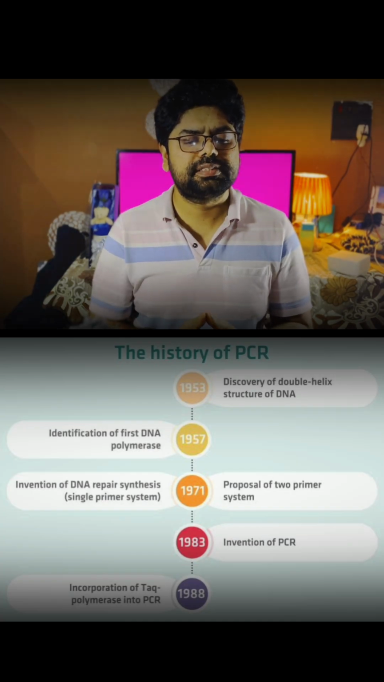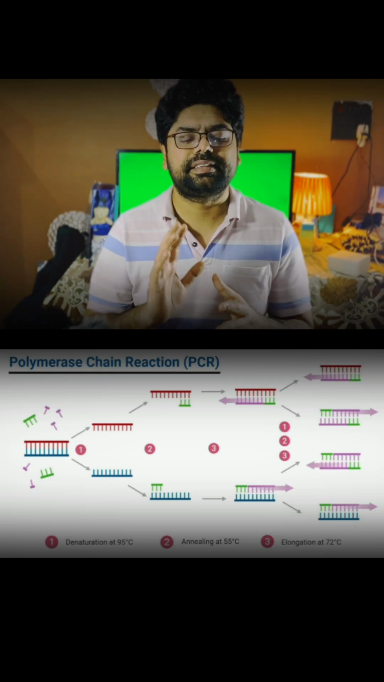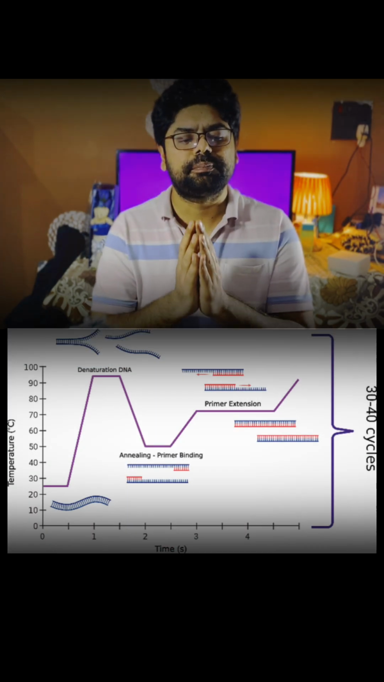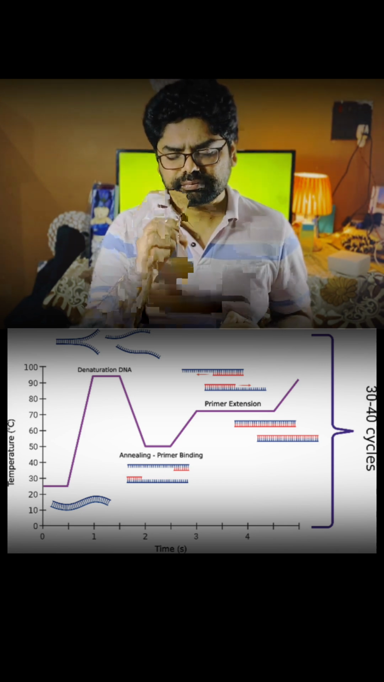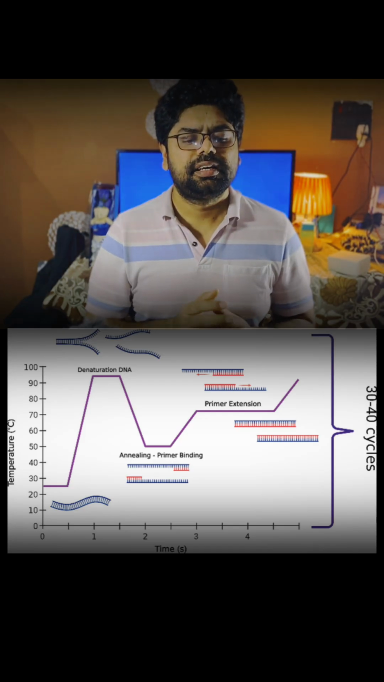So what is the principle of the PCR? PCR consists of a series of 20 to 40 cycles. So the average cycle of the PCR is 20 to 40. One PCR cycle comprises 3 steps. These steps are denaturation, annealing, and extension.